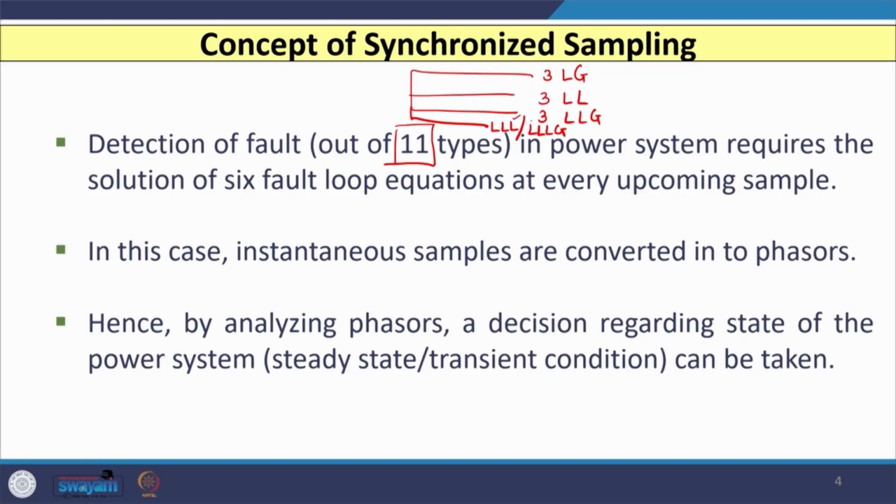In this case, instantaneous samples are converted into phasor values using phasor estimation algorithms, maybe DFT or LES method. By analyzing the phasors of the acquired voltages or currents, a decision can be made whether the state of the power system is stable or some transient condition is going to occur. If we use symmetrical component theory, or certain features derived from symmetrical components, then we can detect all 11 types of faults using a single equation, and this is really an advantage compared to the previous philosophy.